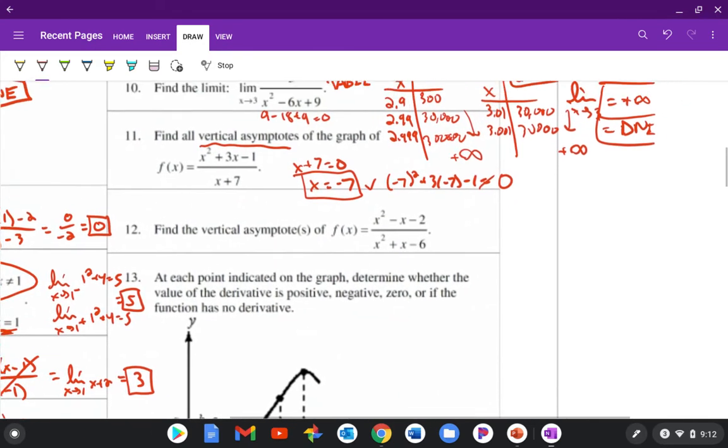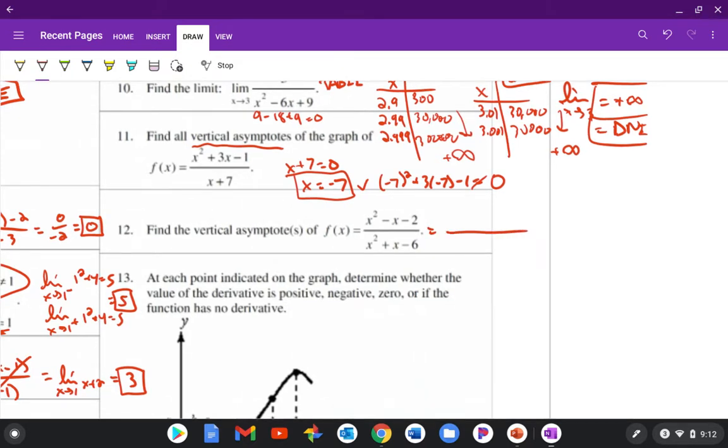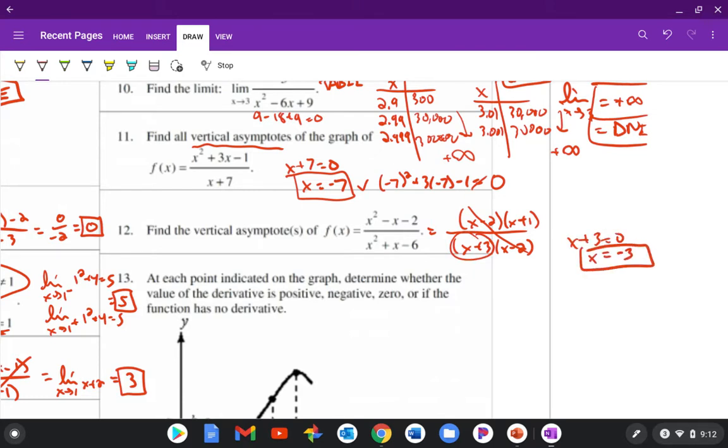Okay, for the next one, we want the zeros of the denominator that are not zeros of the numerator. This one looks like we should go ahead and factor. The bottom factors into x plus 3 and x minus 2. The top factors into x minus 2 and x plus 1. The x minus 2's cancel, so that tells us there's actually a hole there at x equals 2. That means the only remaining thing left in the denominator would be x plus 3. So x plus 3 equal to 0, x equals -3, would be a vertical asymptote.